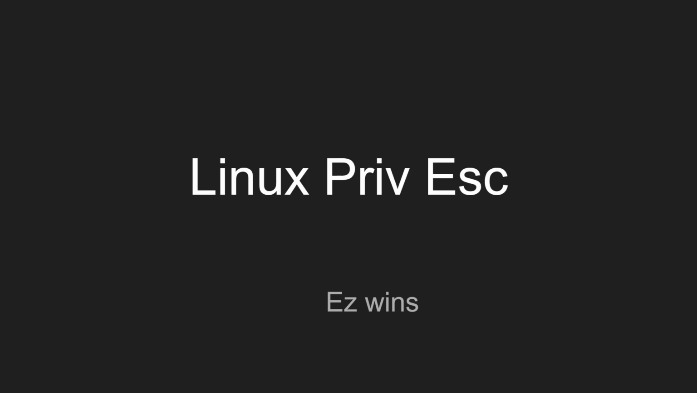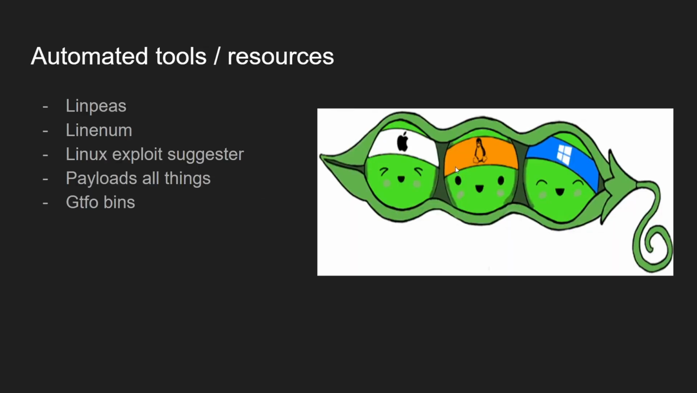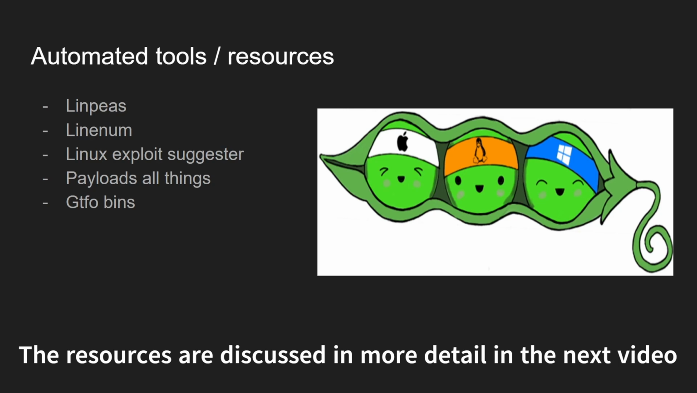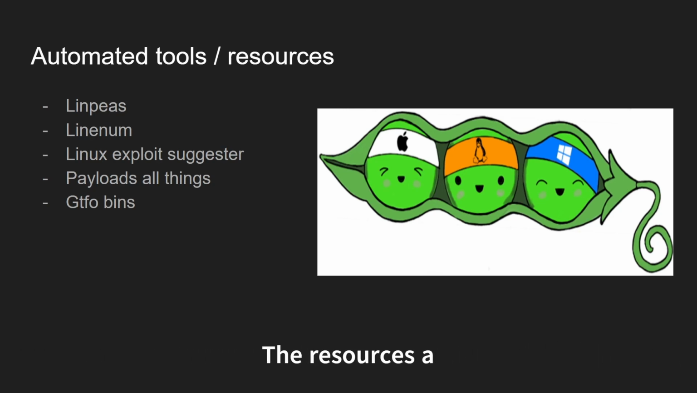Hello, welcome back. So in this one we're going to be going over some automated tools and different resources you can use for privilege escalation. Starting off, I'm going to be covering the automated tools that you can get for privesc. The three that I'm going to suggest you all look at are LinPEAS, LinEnum and Linux Exploit Suggester. All of those should be part of your main toolkit for privesc and other exploits as well.